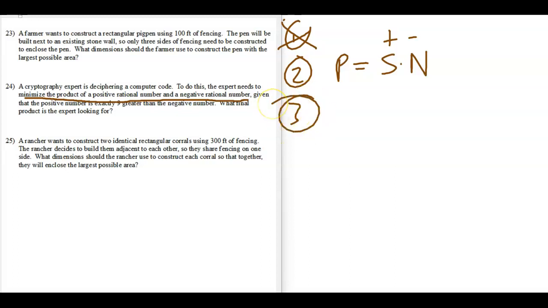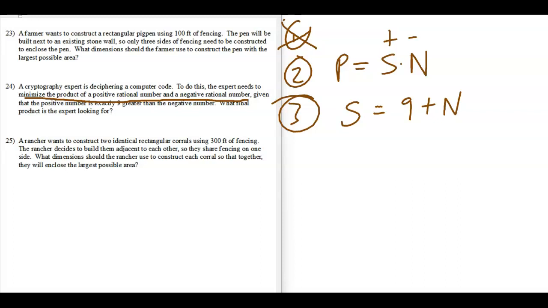Step 3, what's my limiting factor? That's going to give me my secondary equation. It tells me that my positive number is 9 greater than the negative number. So that's my limiting factor. I can't just pick any two numbers, they have to be 9 apart.